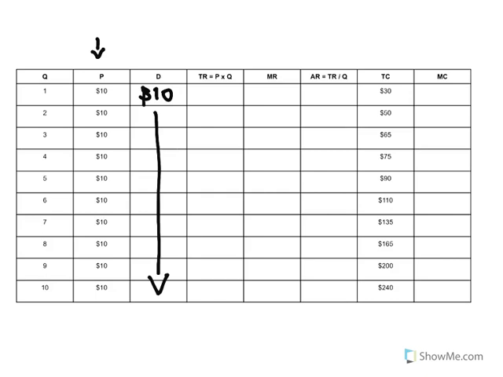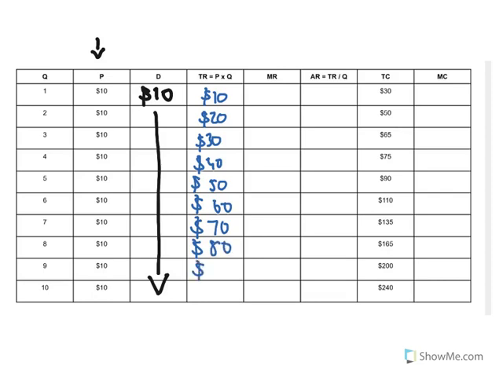Now, moving over to the next column, we have total revenue, and we've already encountered total revenue in a previous video in this unit, and that's price times quantity. Let's go ahead and fill that one in, and I'm going to change colors here. So that's 10 times 1 is $10, 10 times 2 is $20, and then we just keep going down, $30, $40. I'm putting the dollar sign each time because I want you to get in the habit of knowing that these are dollar amounts, because you don't want to lose points on an AP question because you forget the units. So $10, $20, $30, all the way down to $100.